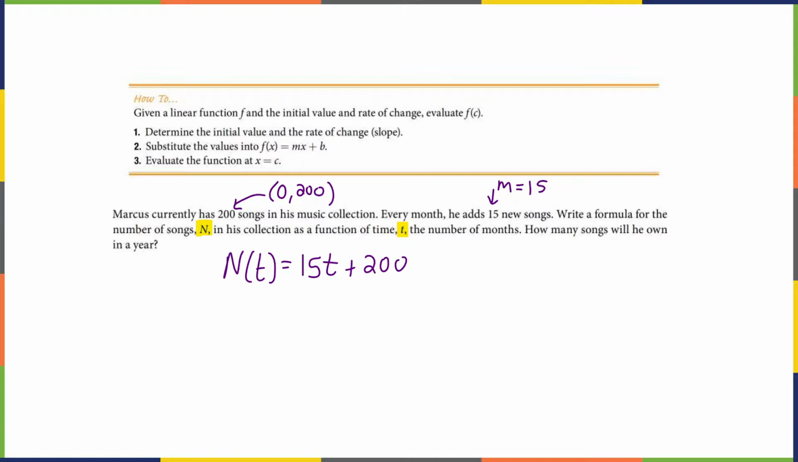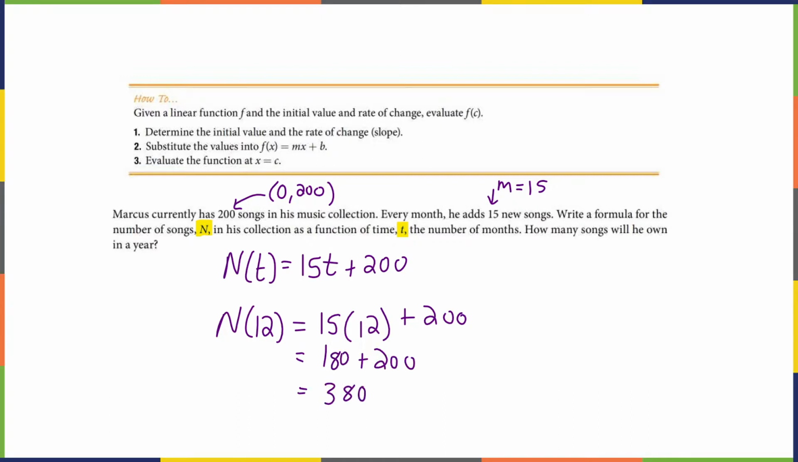Now we want to know how many songs will he own in a year. Now notice t is the number of months. So how many months are in 1 year? Well, that would be 12. So we're finding what is the value of the function when we plug in 12. So we have 15 times 12 plus 200. And 15 times 12 is 180. So when you add that to 200, you'll end up getting 380.